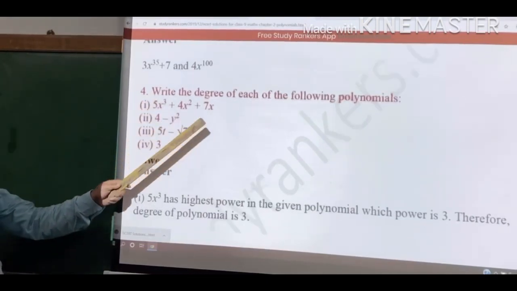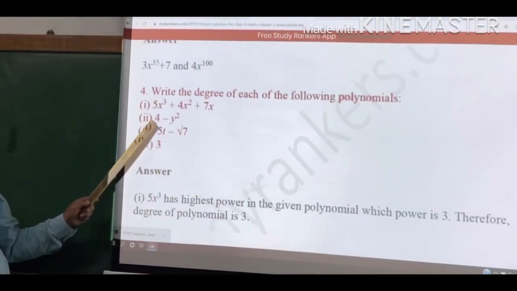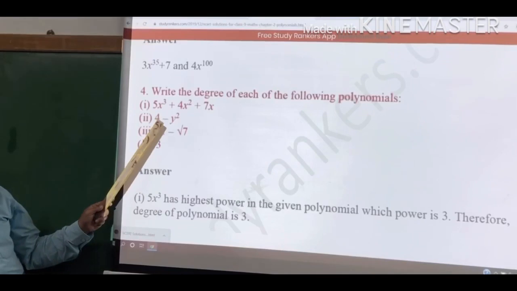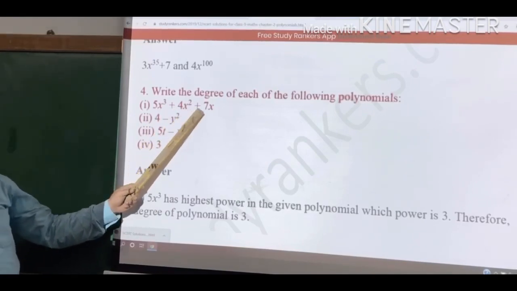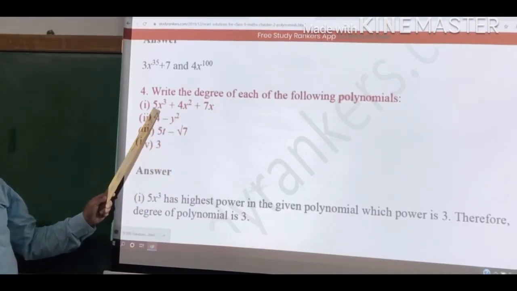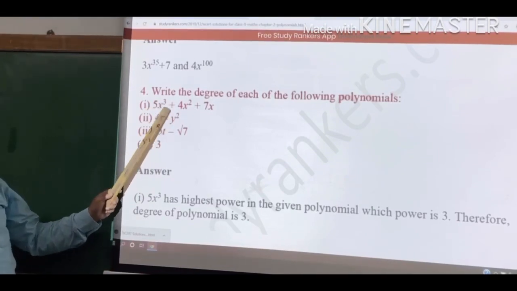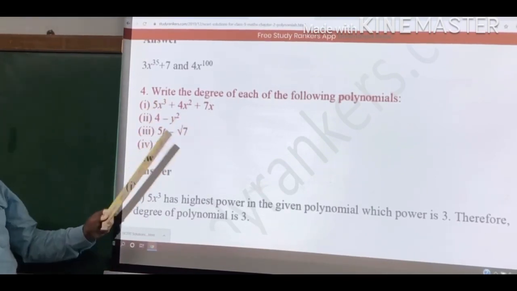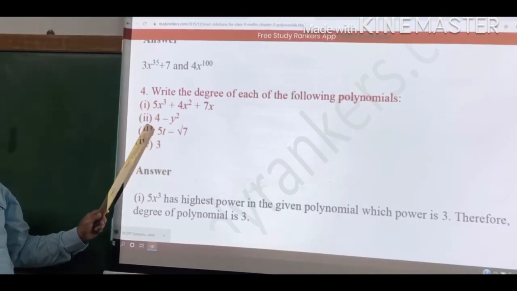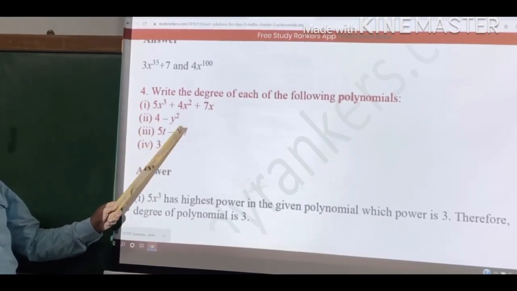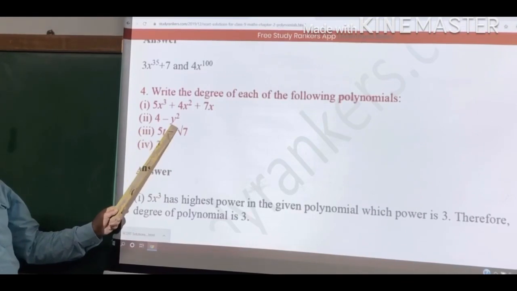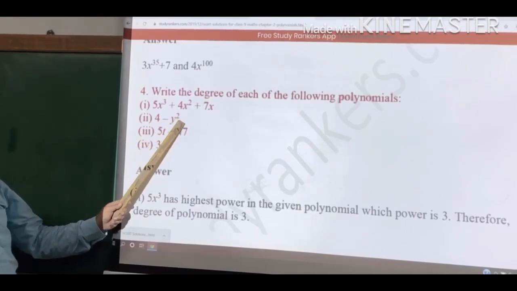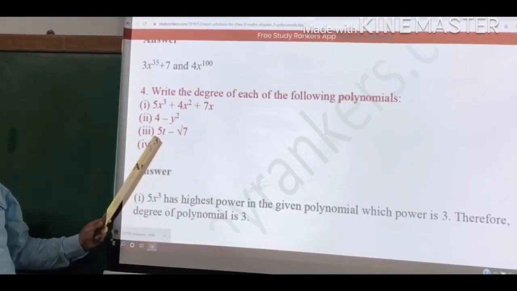Write the degree of each of the following polynomials. 5x cube is there, then 4x square plus 7x. So the highest degree term here is 5x cube. So highest degree in this polynomial is 3, and therefore degree of the polynomial is 3. Next, 4 minus y square, the highest degree is 2. So degree of this polynomial is 2.